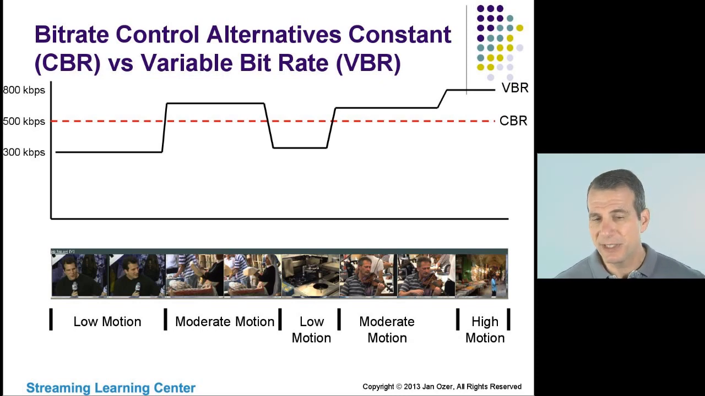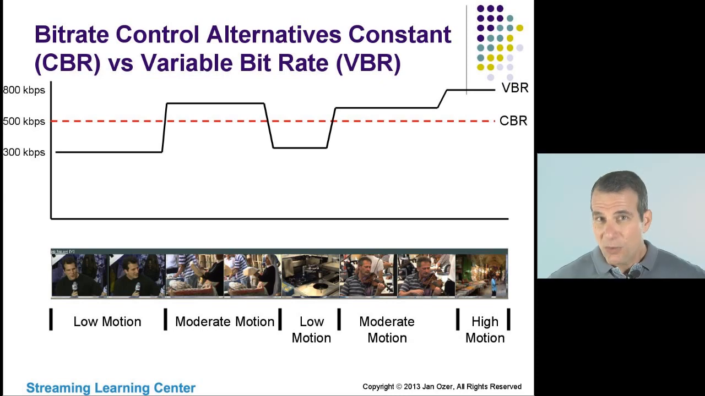And we see that in this particular file. We see the low motion sequences around 300 kilobits per second. We see the moderate motion jumps up to over 500. Back to the chip grinding machine, also low motion. Moderate motion for the violin player, and then very high motion towards the end.